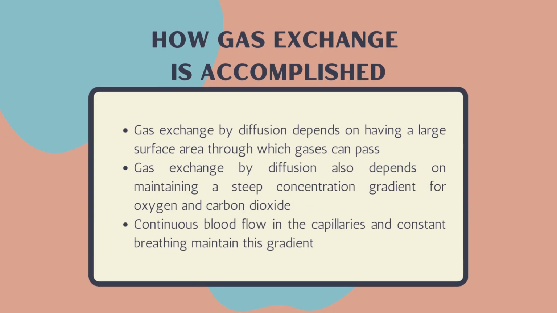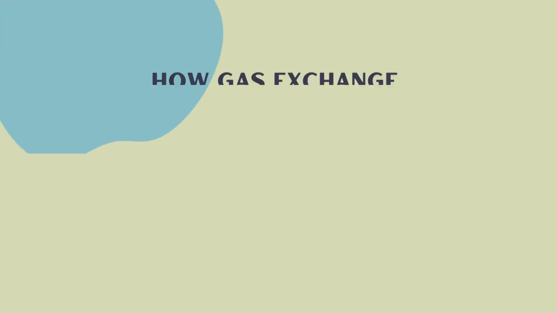Now, gas exchange by diffusion depends on having a large surface area through which gases can pass. Gas exchange by diffusion also depends on maintaining a steep concentration gradient for oxygen and carbon dioxide. Continuous blood flow in the capillaries and constant breathing maintain this gradient.